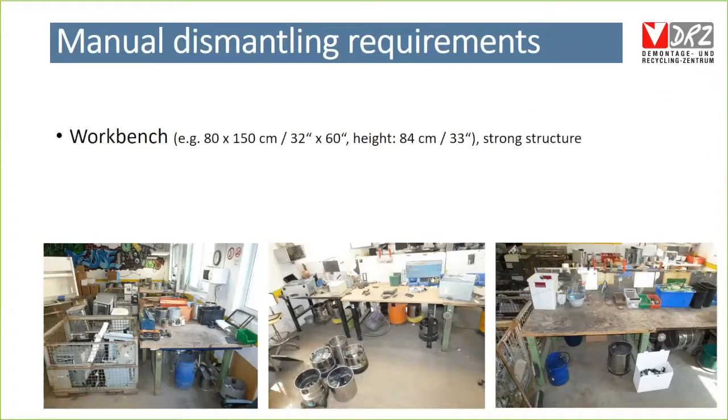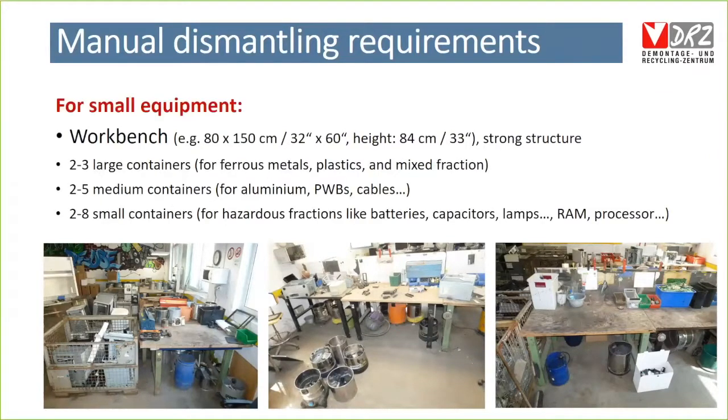Now, the workbench to dismantle small appliances or small equipment would look more or less like this. These are examples where you can see there's a workbench in the center. You have large containers to hold the large volume fractions like ferrous metals, plastics, and the mixed fraction. Then you have medium containers on the side, for instance for aluminium, printed wiring boards, and cables. And then you need small containers, as you can see here on the right, which is a dismantling place for printers, for small fractions like batteries, capacitors, lamps, or for the valuable fractions, the RAM and the processor.